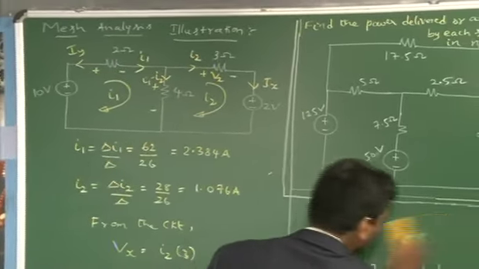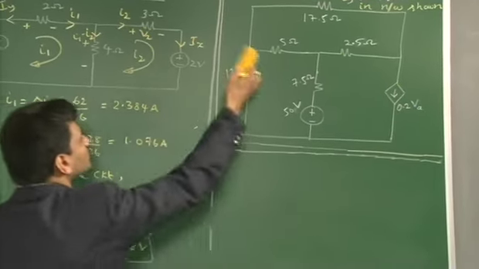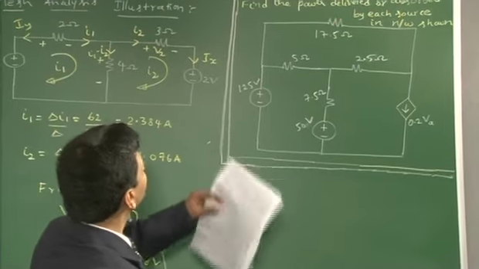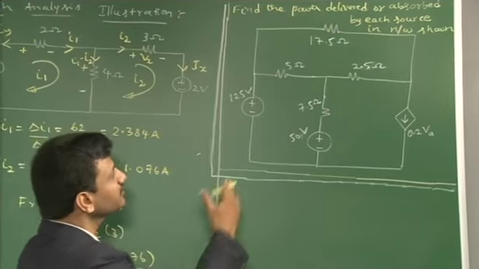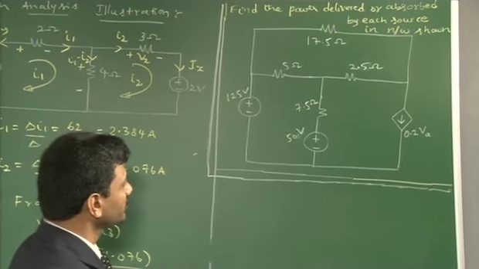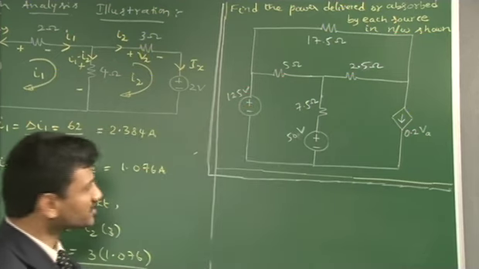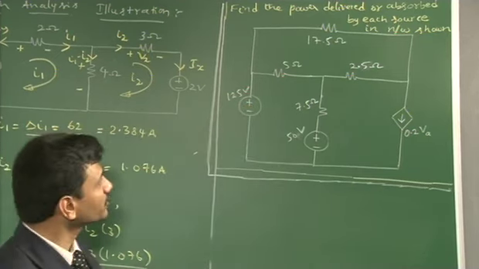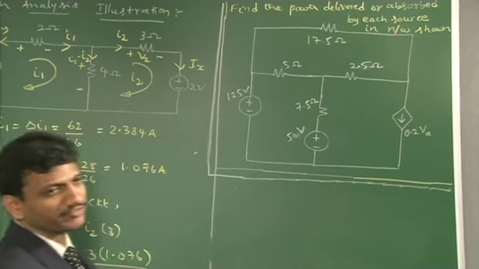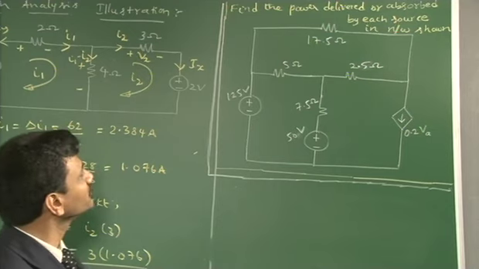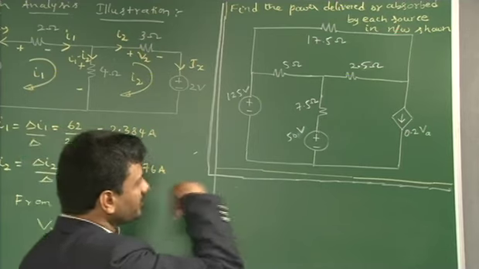I hope you have all followed this. So we will go to the second problem. The statement says: find the power delivered or absorbed by each source in the network shown. Now it is not guaranteed whether all these sources deliver the power or absorb the power. If it is delivering the power, find the power delivered value. If it is absorbing the power, find the power absorbed value. That is what is asked in the question.